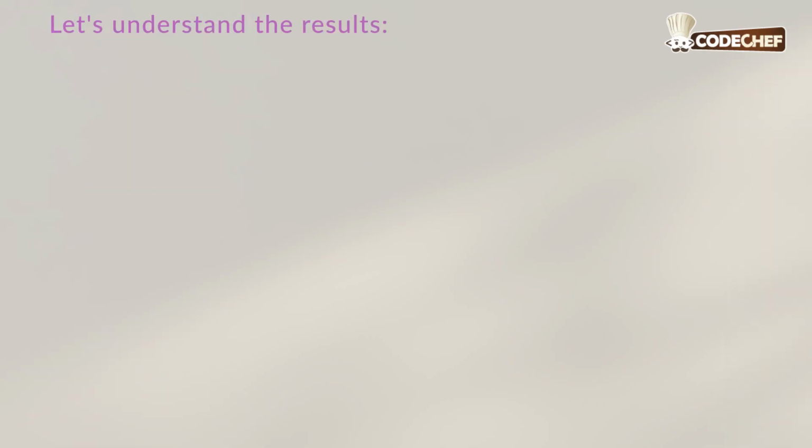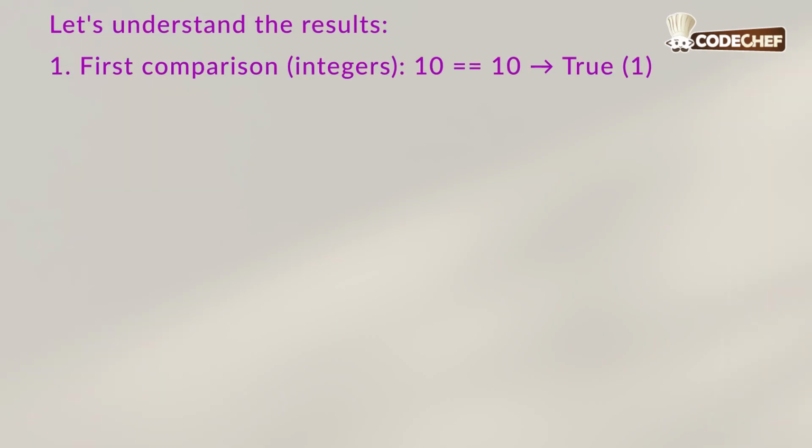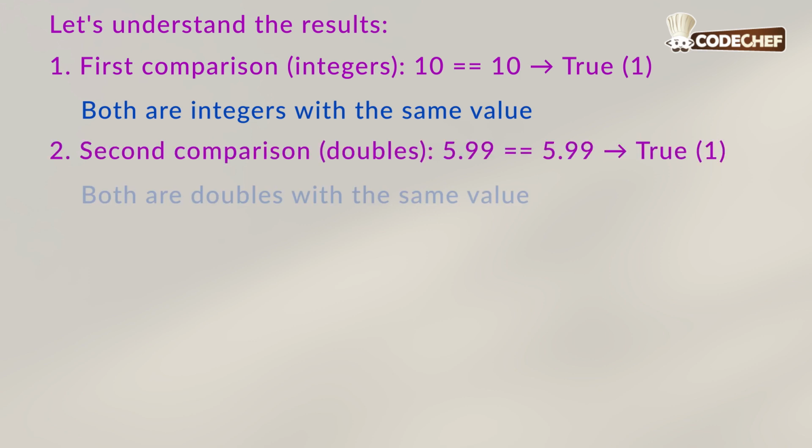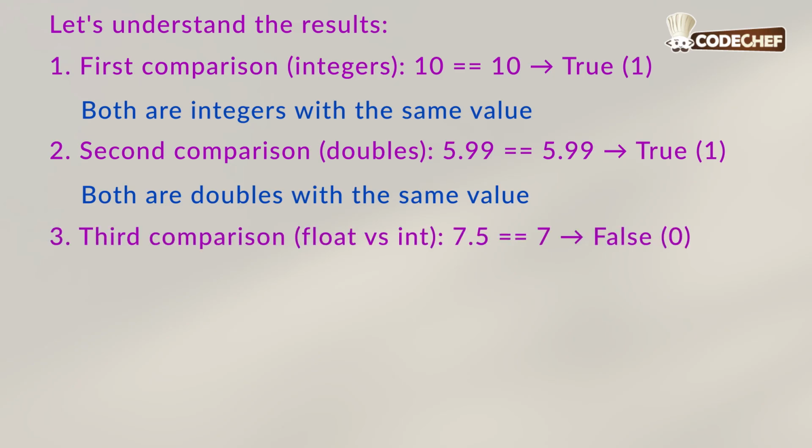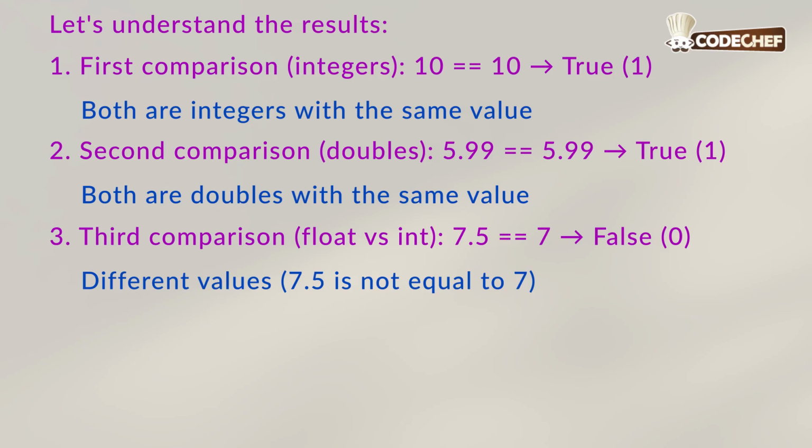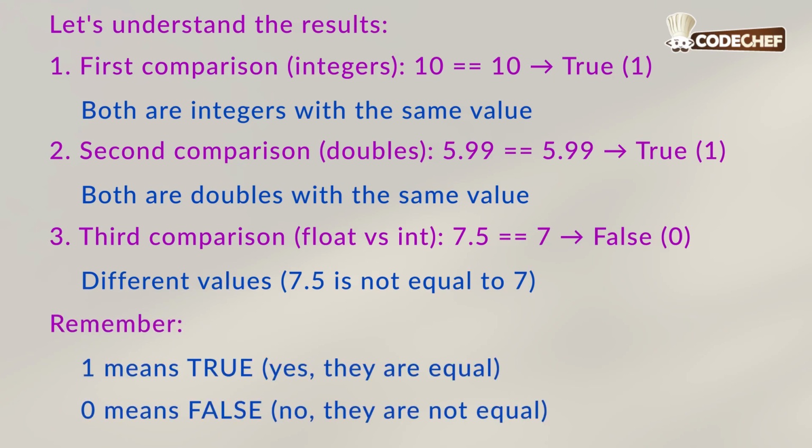So let's now understand the results. In the first comparison, both were integers with the same value. So we got the output as 1, which means true. In the second comparison, both were doubles with the same value. So the output again was 1. Whereas in the third comparison, one was a float and one was an integer with different values, and 7.5 is not equal to 7. So we got the output as 0, which is false. You have to remember that 1 means true and 0 means false.